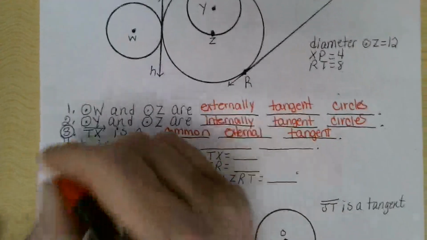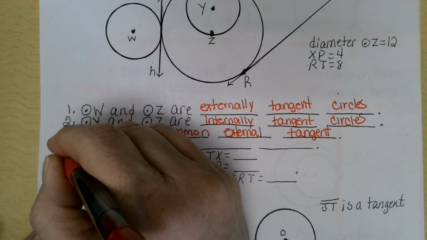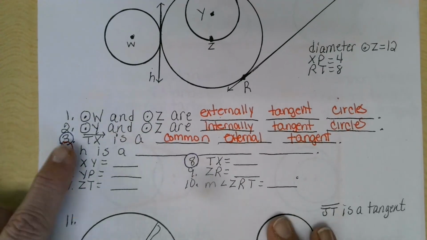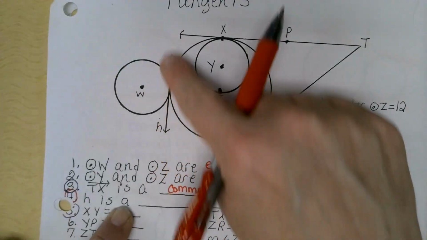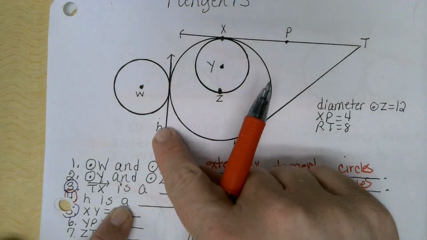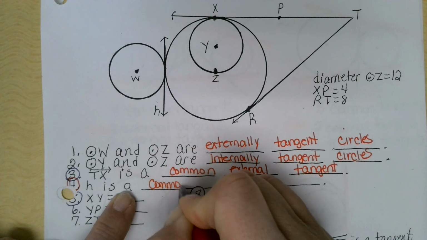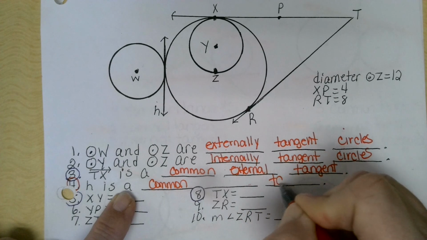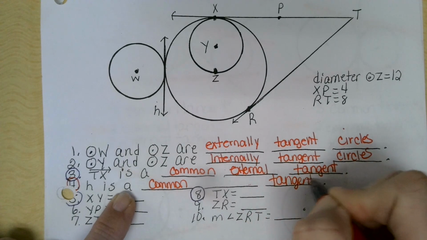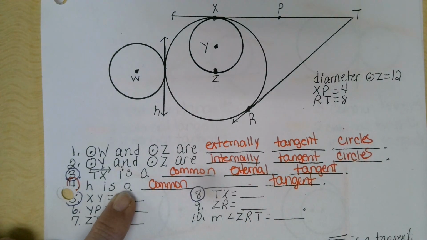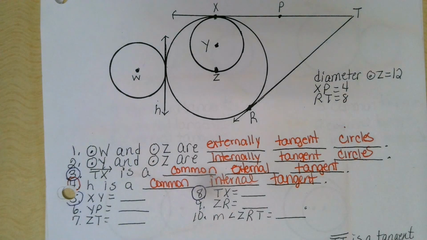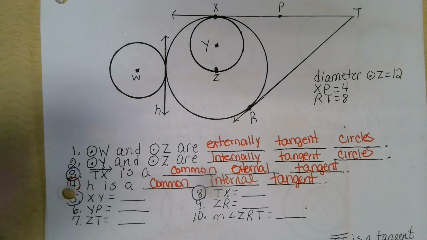All right, number 4, I'm also going to ask you because these are easy questions to get right. H is a, okay, this line right here is a common blank tangent. What word would you use to fill in that blank? If you picked internal, you are on the ball. Way to go.